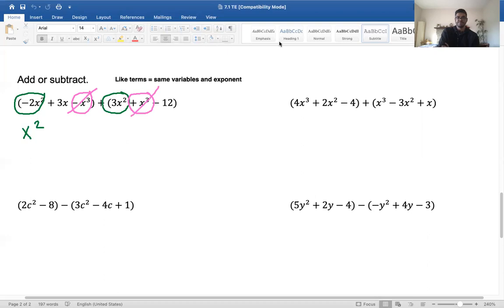Now I'm going to bring down everything else that I have. I have a 3x plus 3x and a minus 12. Bring those down. Okay. Take a look again before you submit your answer, right? Can I combine anything else? This x squared and the 3x I can't combine because we have different exponents. So this right here is simplified, and that's my answer.